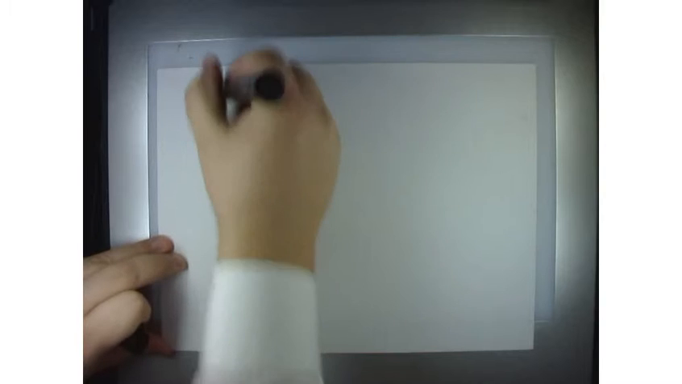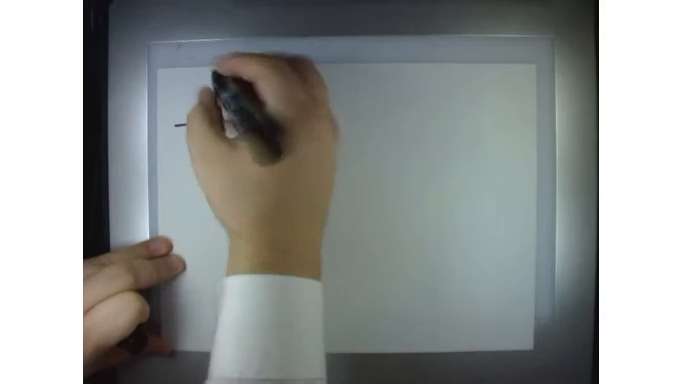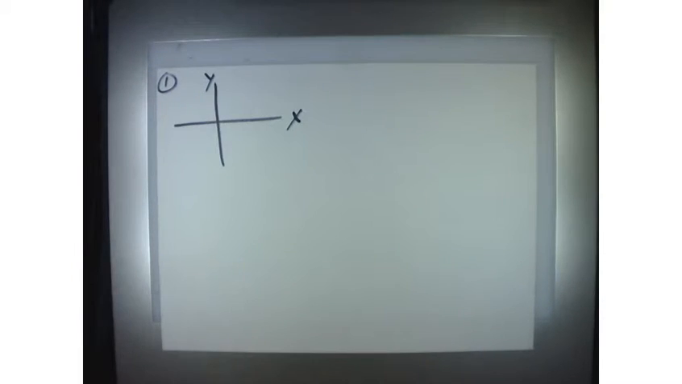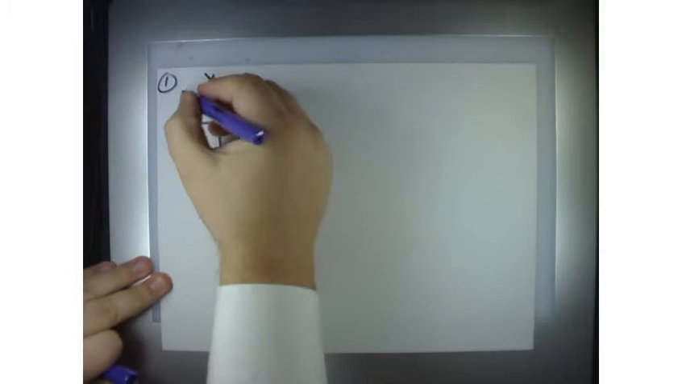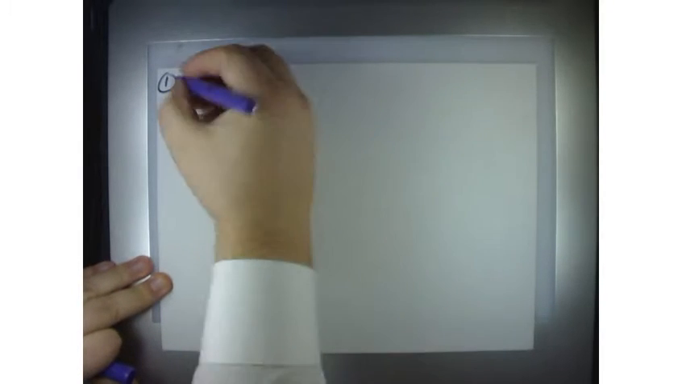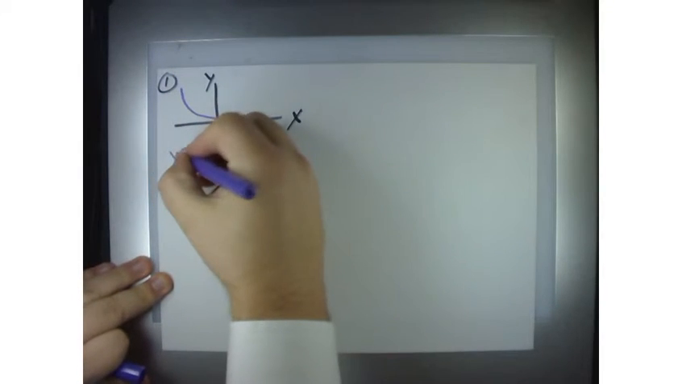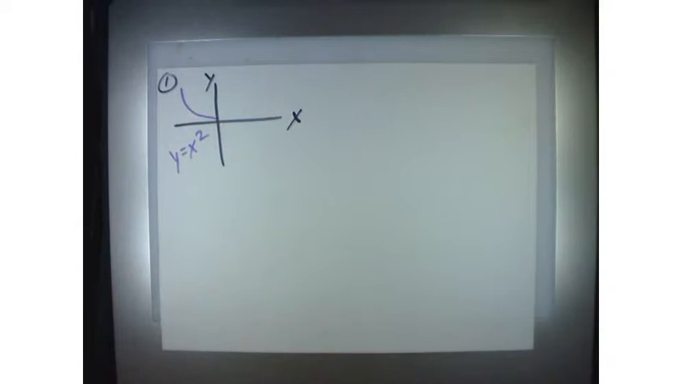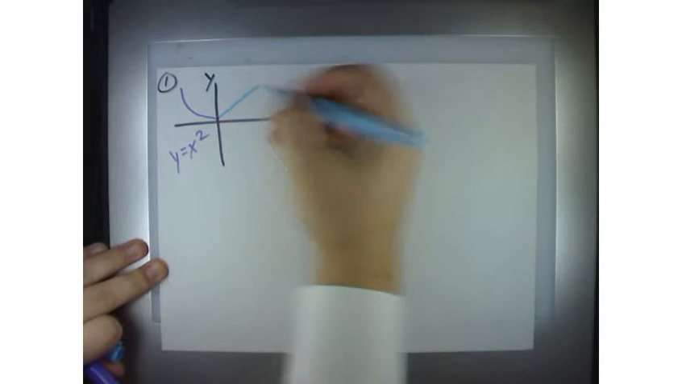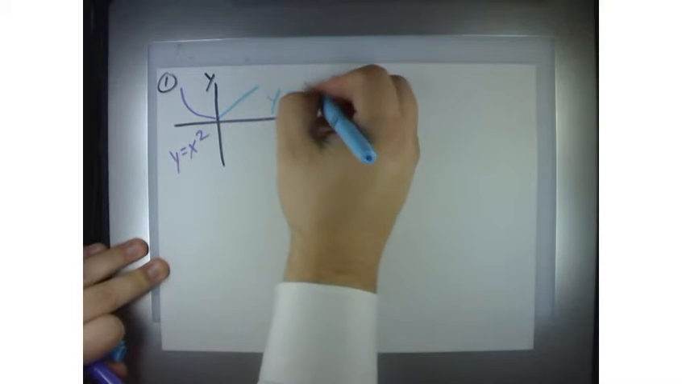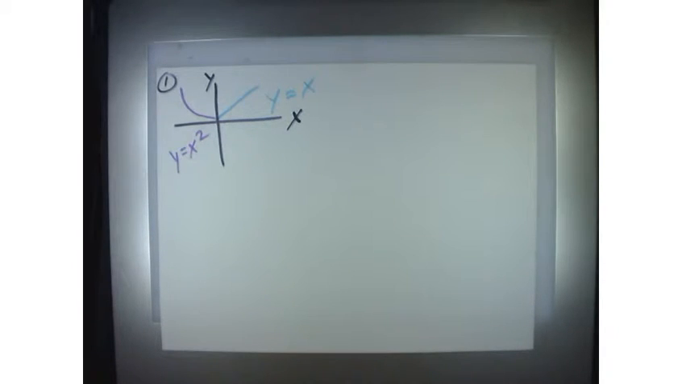So we have our xy plane. This is problem number 1. And we are going to represent this part of the graph with y equals x squared. And then we're going to represent this part of the graph with y equals x. And what's our point of interest? It is 0, right? Because that's where the two join.